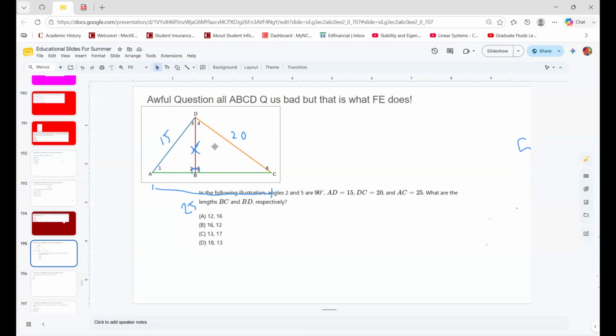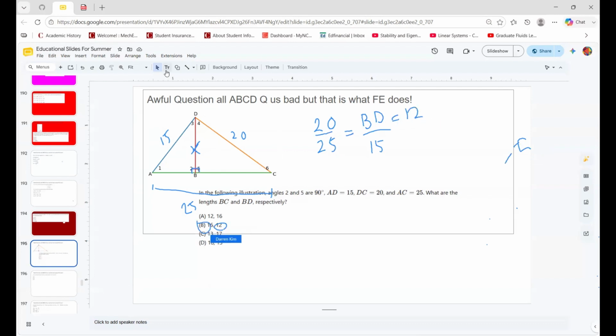Yes, because these are similar triangles again. So what we can do is some math to figure this out. So 20 divided by 25 must equal, because they're similar triangles, BD divided by the long one, so 15. So 20 divided by 25 multiplied by 15 equals 12. So BD equals 12. So it's B.